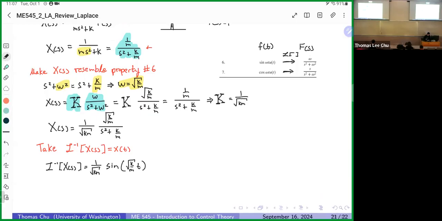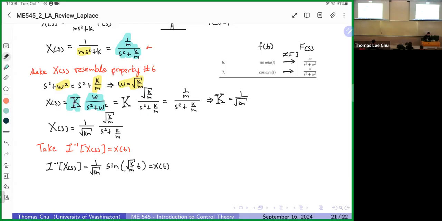t times u of t. And you can just leave the u of t out if you want. The u of t just tells us that this is 0 before time is equal to 0, but you don't have to leave it in there. So that's it. This is our solution in the time domain, and that's how we solve it using the Laplace transform. We don't have to guess what the solution is using methods taught probably in your differential equations class.